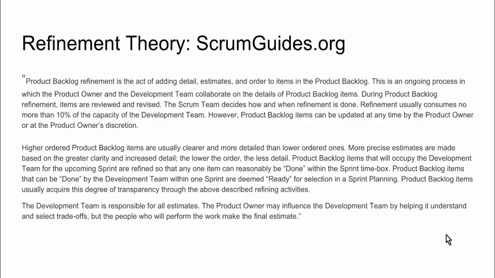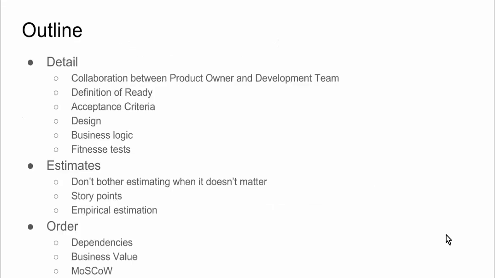Finally, note that the development team is responsible for all estimates. The product owner is not allowed to push the team to create smaller estimates to get more stuff done. The product owner should respect how long the development team is going to take and what their estimates are. And the product owner can, of course, help split the story so that it's smaller, but the product owner should not say, hey guys, I'm pretty sure that this is a lot smaller than you think it is. So that's the overall perspective. So refinement is about detail, estimates, and order, and that's how we're going to break down this section.